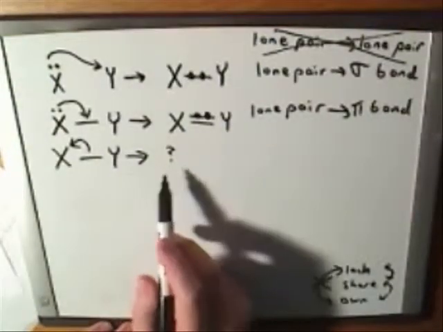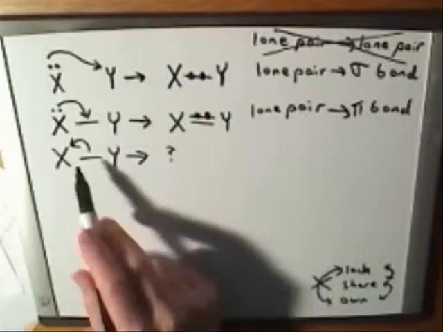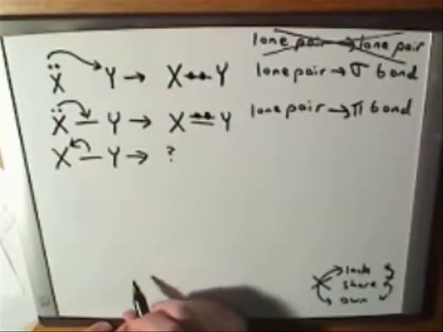Pause the video and try this example. Try to draw what is the product suggested by this electron pushing arrow.